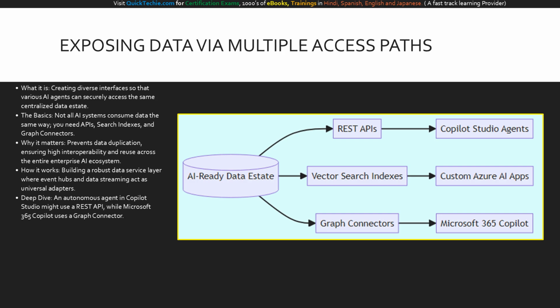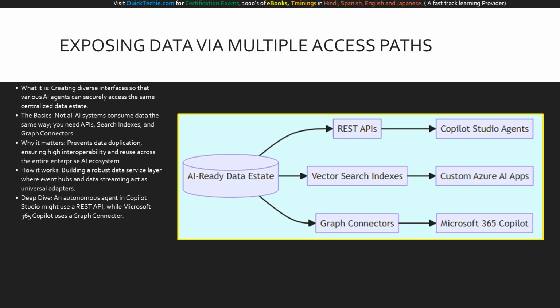Right at the center is our pristine, AI-ready data estate. Radiating outward from this central hub are different access interfaces tailored for specific systems. We have REST APIs at the top, vector search indexes in the middle, and graph connectors at the bottom. On the far right edges, various AI consumers are perfectly connected to these specific interfaces.